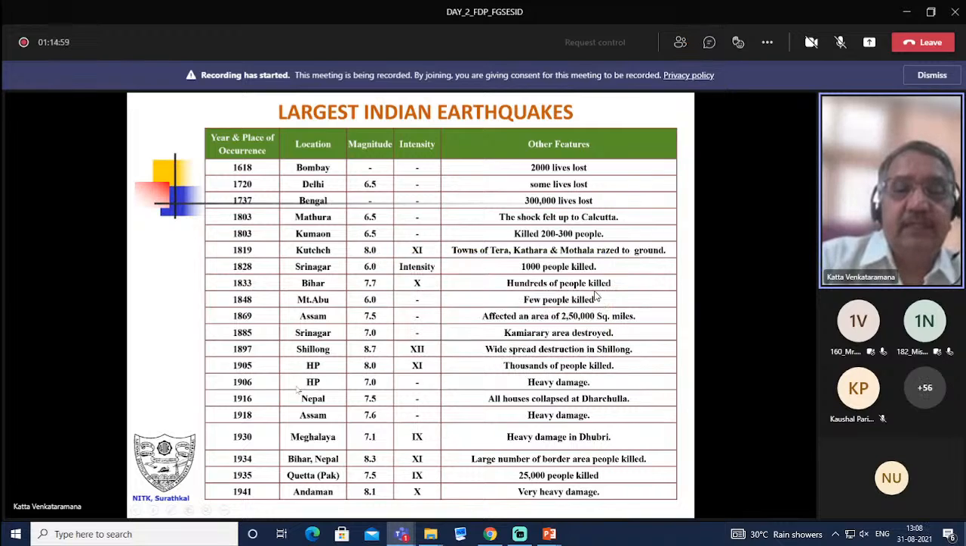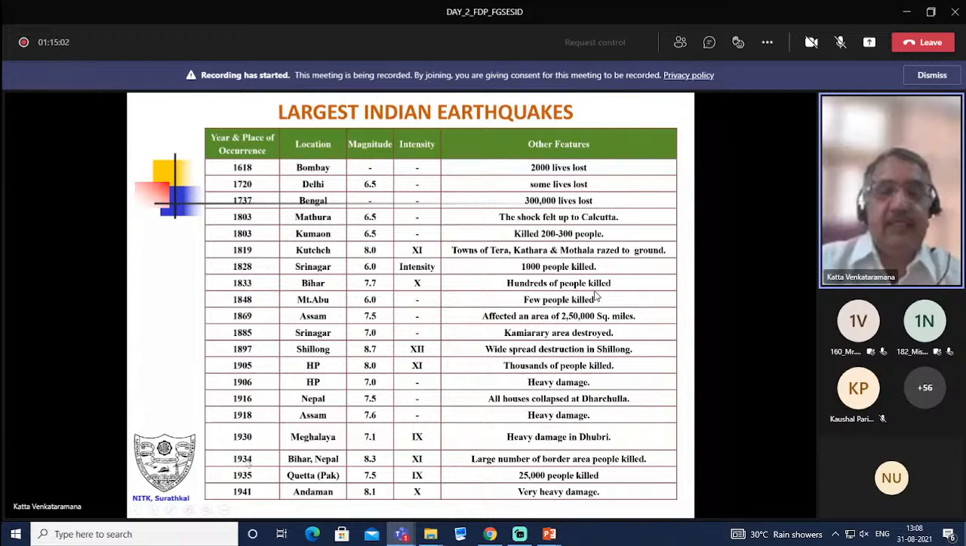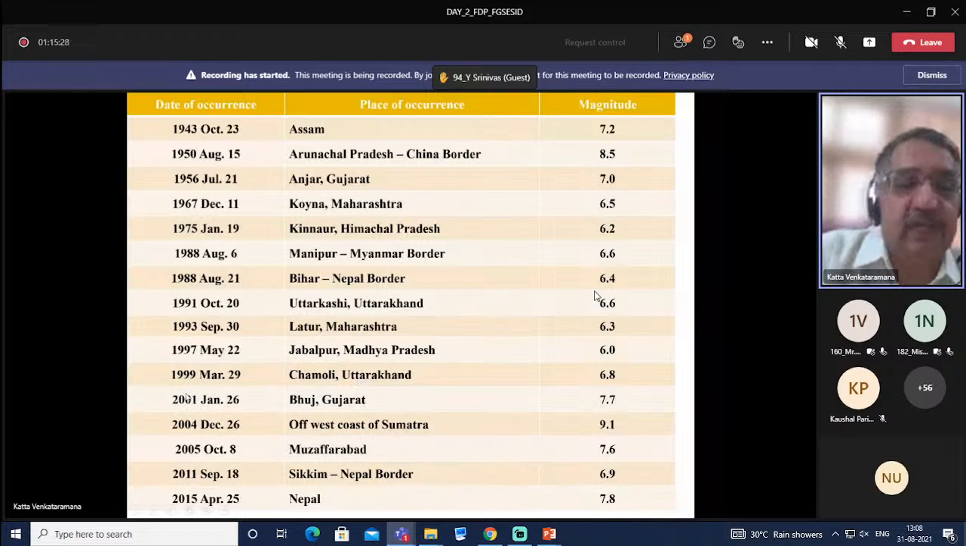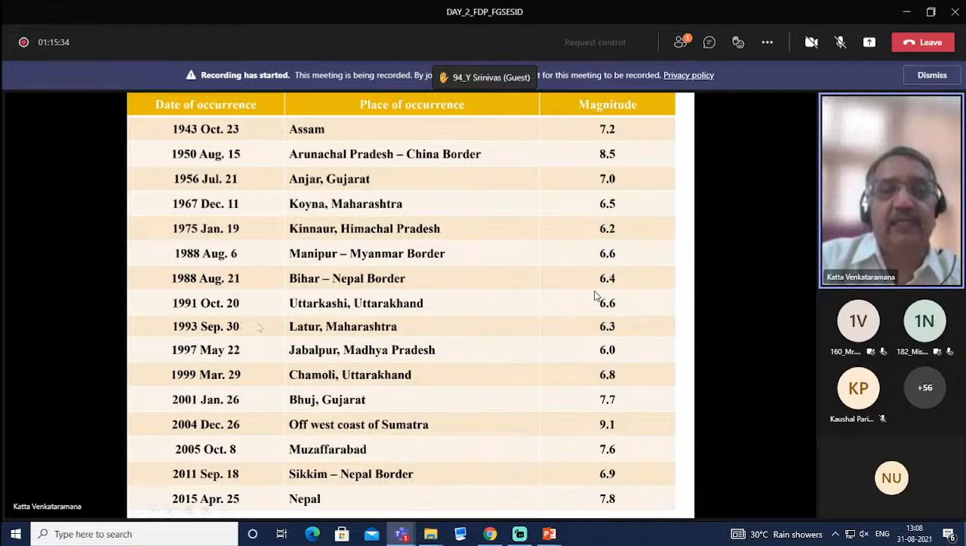Then 1905 Himachal Pradesh, magnitude 8, and so on. 1934 Bihar Nepal earthquake, magnitude 8.3. And if we look here, 1950, Arunachal Pradesh, China border, magnitude 8. And magnitude 6.8 Chamoli earthquake in Uttarakhand, 1999. And 1997, we had the Jabalpur earthquake, 1993, Latur earthquake, 1991, Uttarkashi earthquake.